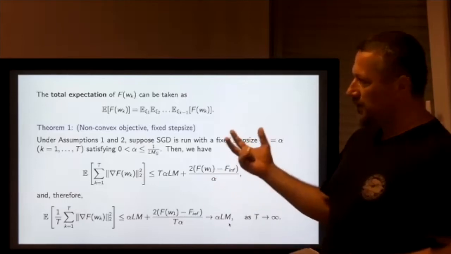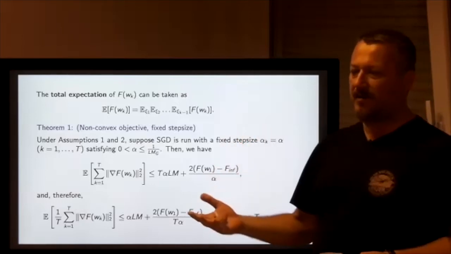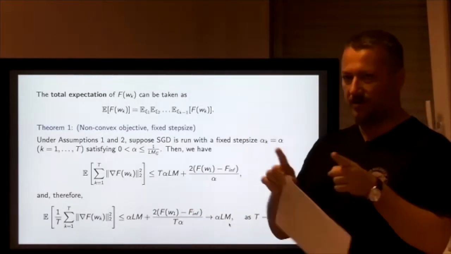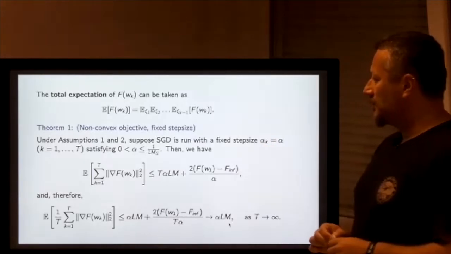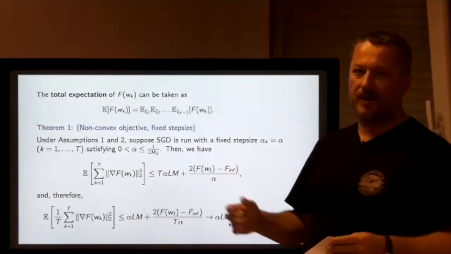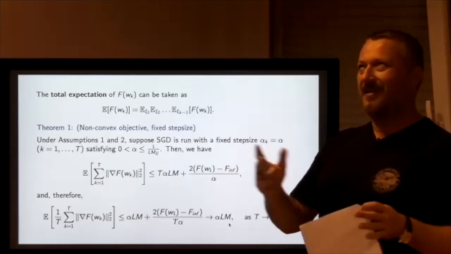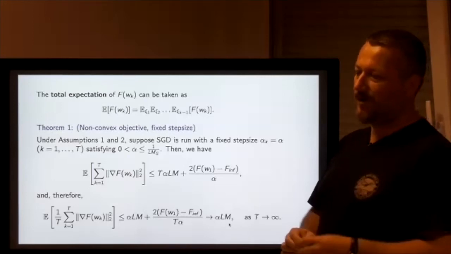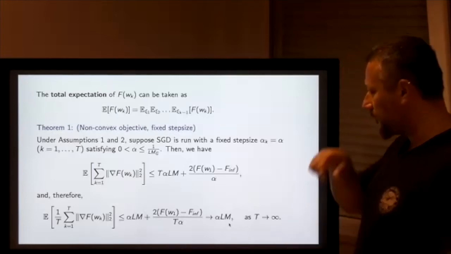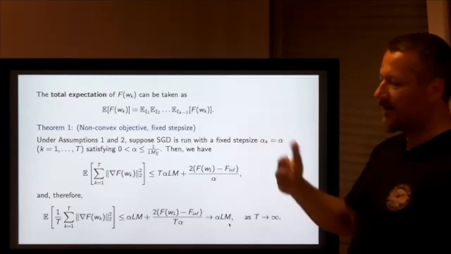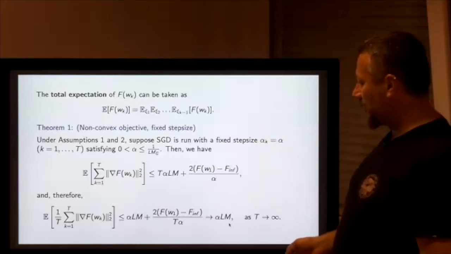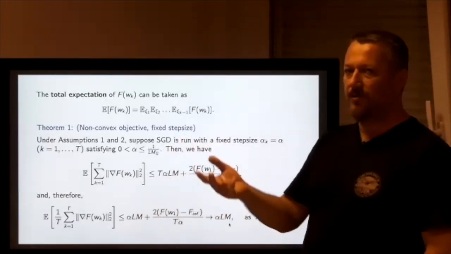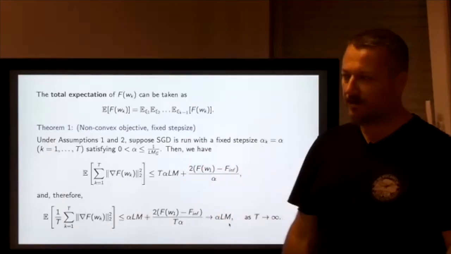But still, it proves that our stochastic gradient descent method converges to a stationary point, or close to the stationary point, for any continuously differentiable, Lipschitz continuous differentiable objective function. So it's a pretty general result. But as you can see, this only converges to a neighborhood of the stationary point, not to the stationary point.